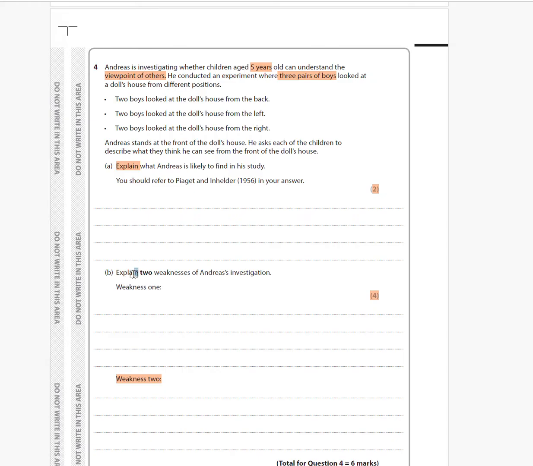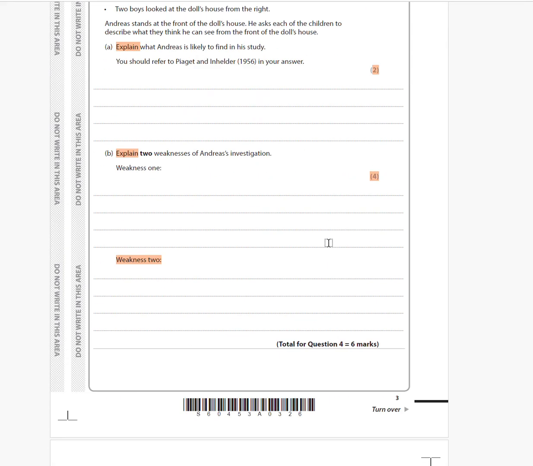Now, you'll notice that although this is an AO3 question, because it's asking you about weaknesses, it's still following explain. So it still wants you to identify a weakness. So we've just said our weakness of Andreas's experiment is that he only used boys in his experiment. But then you have to justify why that's a weakness. So this is a weakness because it means that we can't generalise the results of the experiment to girls and therefore apply the findings to all children aged 5. Do you see what I'm saying? So it's an identify, justify.